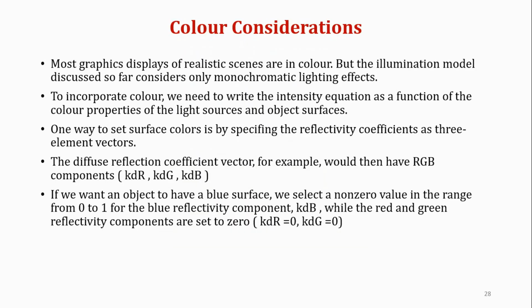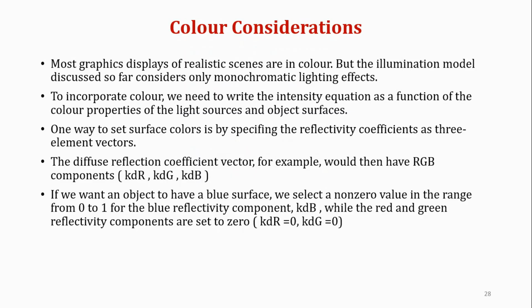And next is color consideration. Until now we considered only monochromatic lighting. But in real world graphics, we need to discuss the colors. Computer graphics commonly uses the RGB model. Many color models are there, RGB, CMY. The reflection coefficients are defined separately for each color component. For example, the diffuse reflection coefficient vector RGB is KDR, KDG, and KDB.